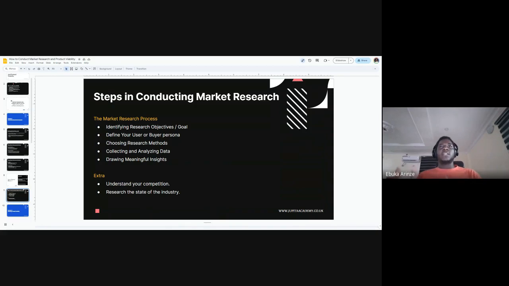So, steps in conducting market research. I have 5 steps here. First thing is to identify the research objective and goal. What are you trying to understand? Are you looking to understand your users' behavior? Are you looking to gauge the market demand? Are you looking to evaluate your competitor? You have to set a clear objective and goal for the research.